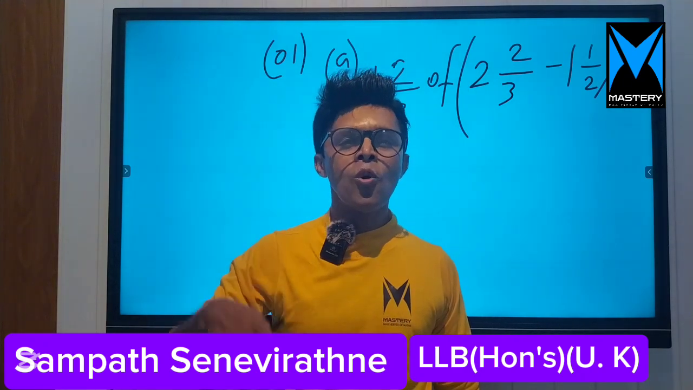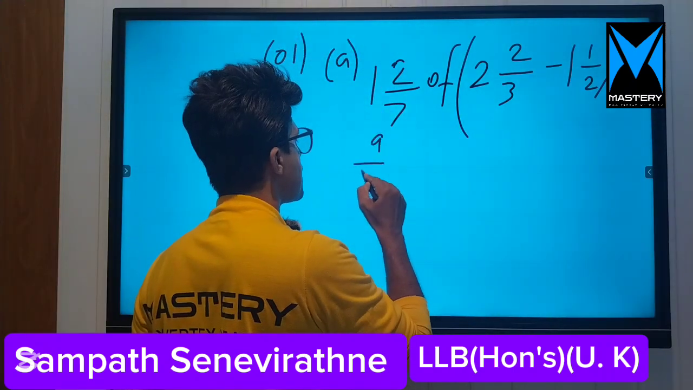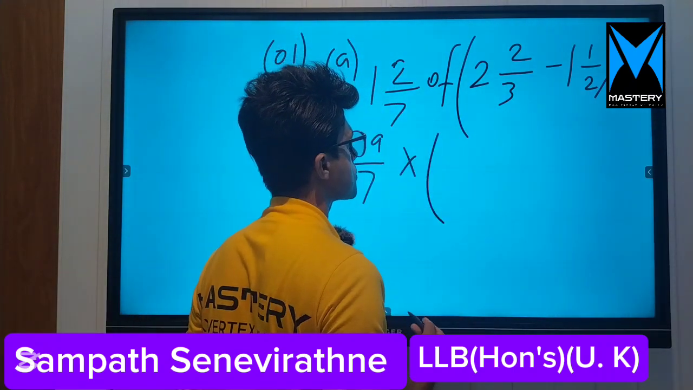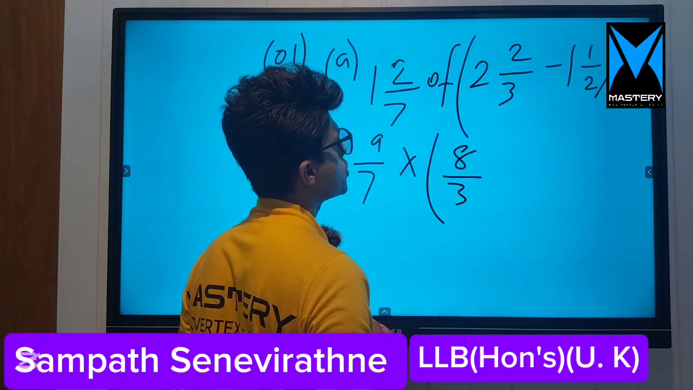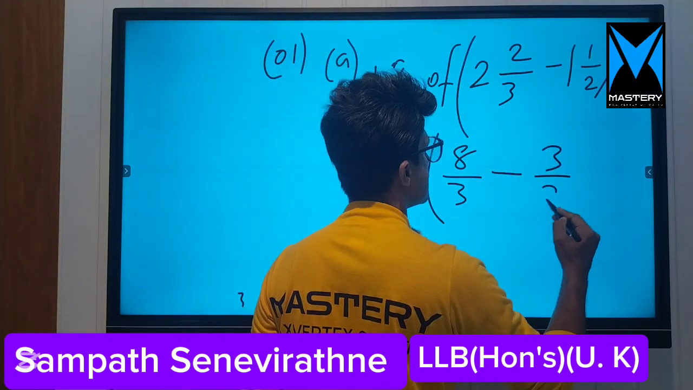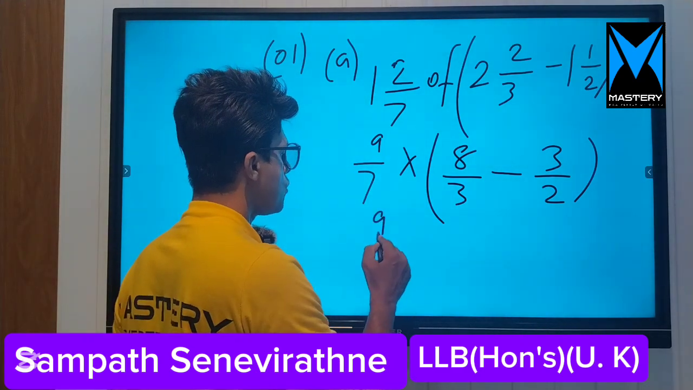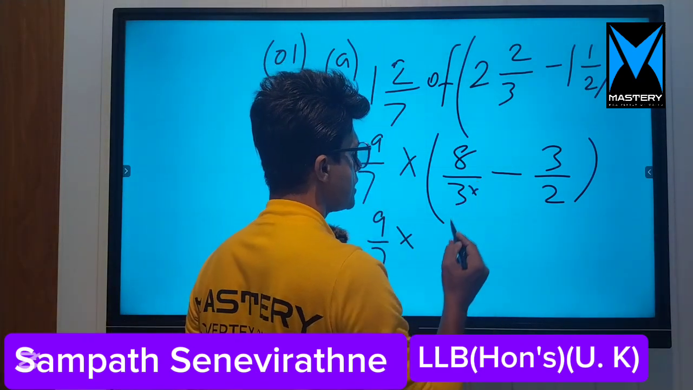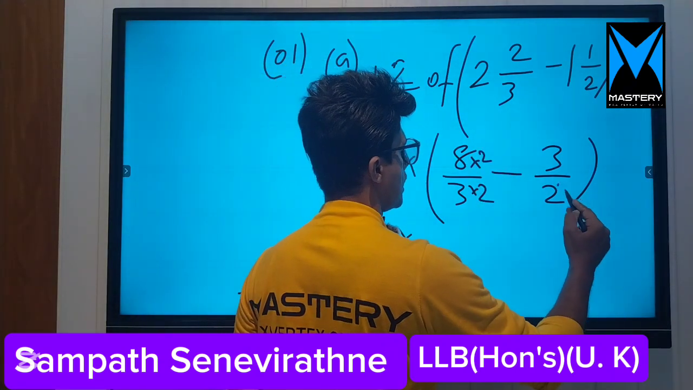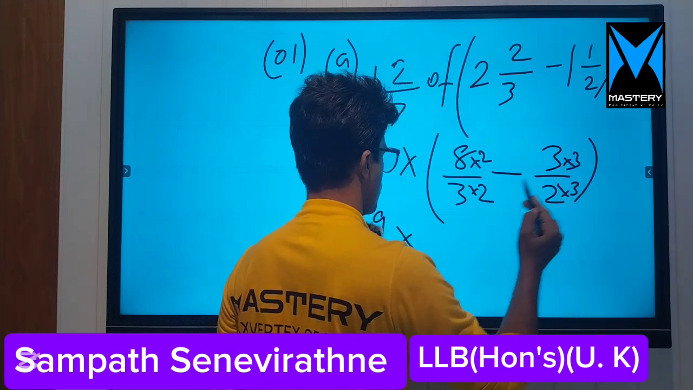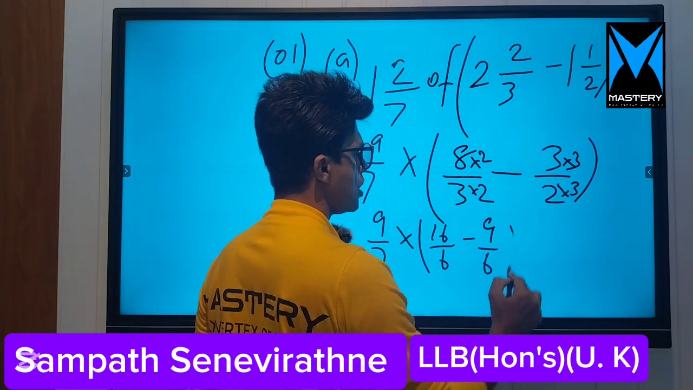Although I am giving you all the answers of these sums. So 7 into 1, 7 plus 2, 9, so 9 over 7 of. Of means multiplication. 3 times 6, 6 plus 2, 8, so 8 over 3. What you have to do here is make these denominators equal. Multiply this side by 2 and this side by 3. So 8 times 2 is 16, 3 times 6.